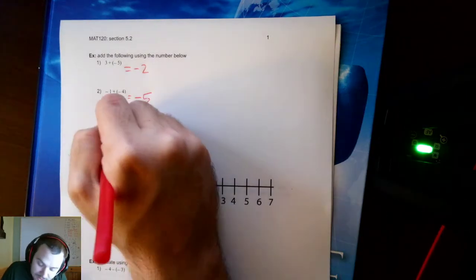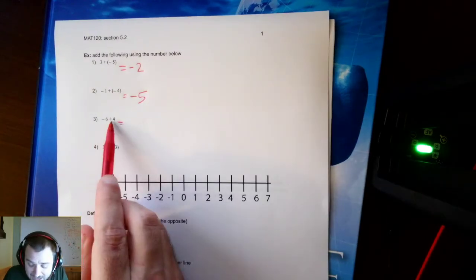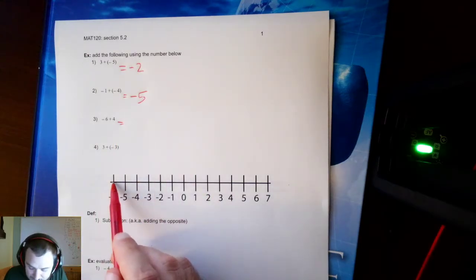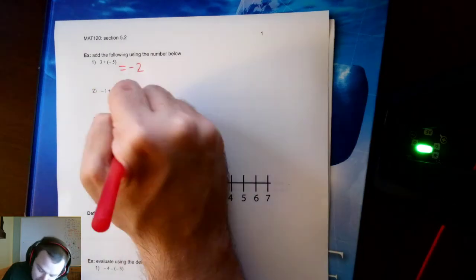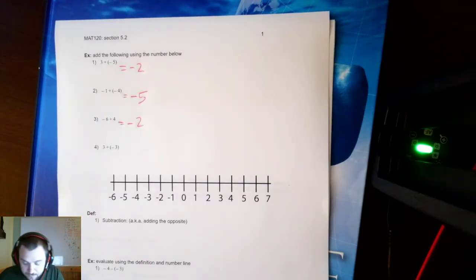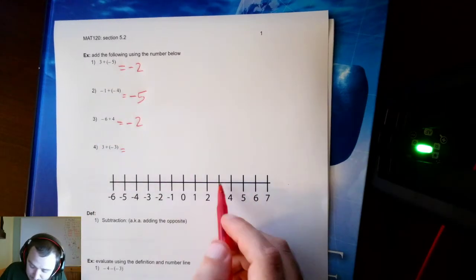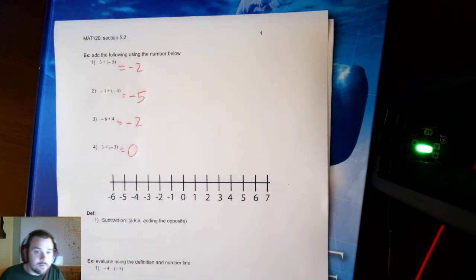Now, in the third example, I start at negative 6, and I want to add 4. This 4 is regular old 4, so it's positive 4, right? So I go 1, 2, 3, 4. That gives me negative 2. And then lastly, 3 plus negative 3, I start at 3, go left 3, 1, 2, 3, gives me 0.